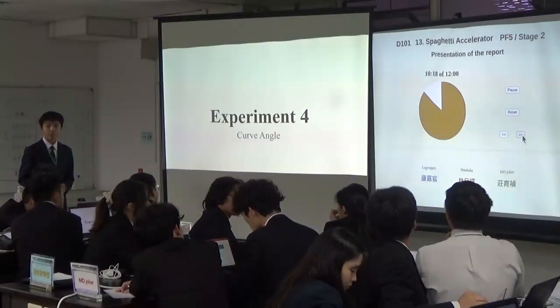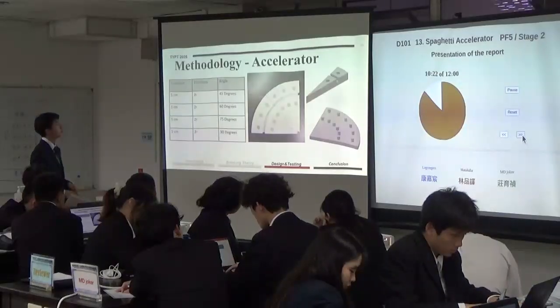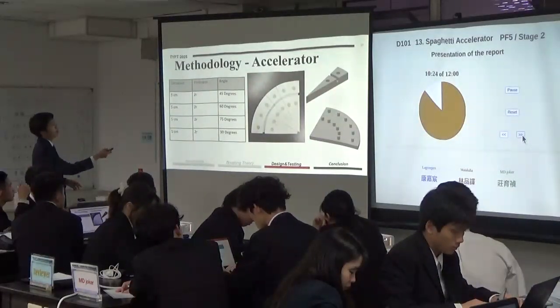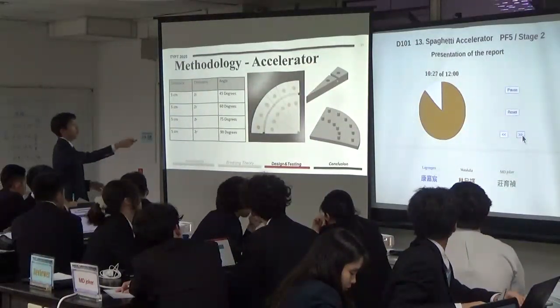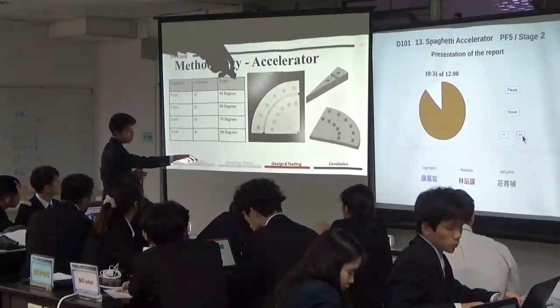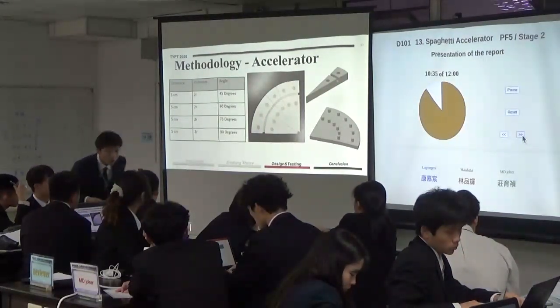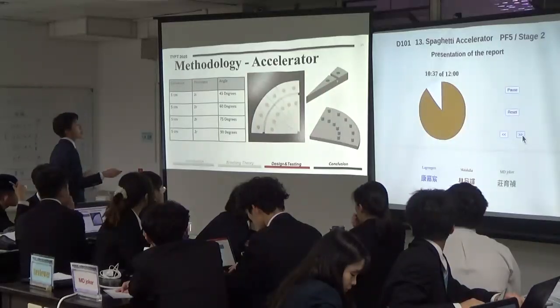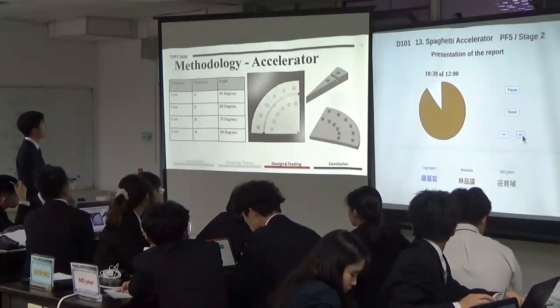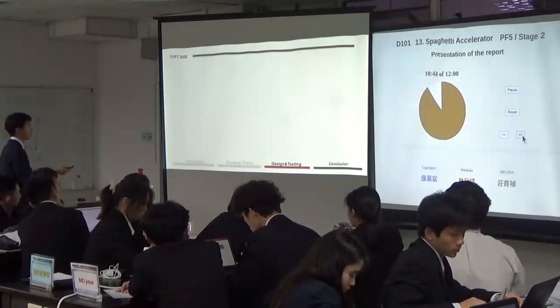And now for experiment 4, where we talk about the curved angle. So this is our methodology, where we use different components as parts and connect them to the base plate, and we can thus control the angle.